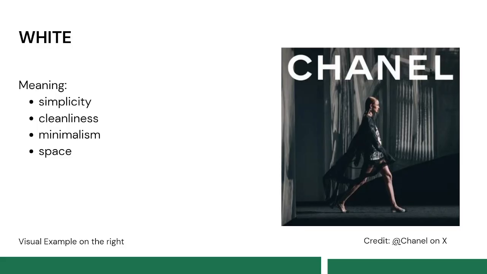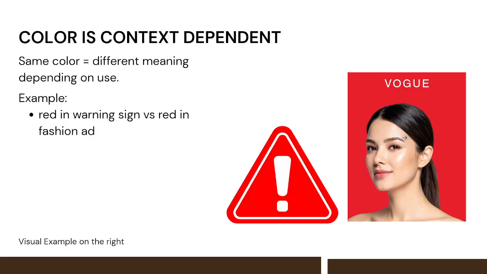We also have white, and white means simplicity, cleanliness, minimalism, or space. And the visual example here is also attributed to Chanel on X. Looking at this visual, it is a very simple and minimalist design based on the style of Chanel.